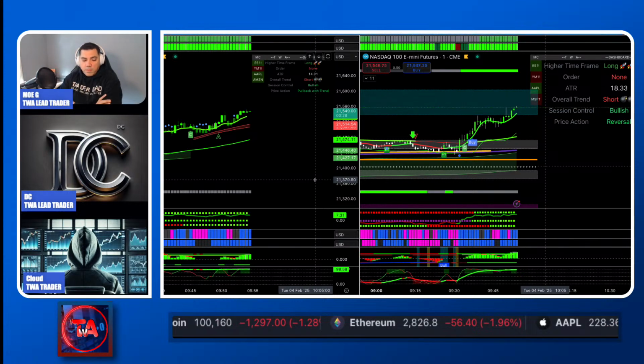The only complaints I'm going to have is that I wish I would have gone with 15 or 20 micros, and I wish I would have taken off half my position at 50 points. I did take off a lot of micros at 50 points in my first trim.